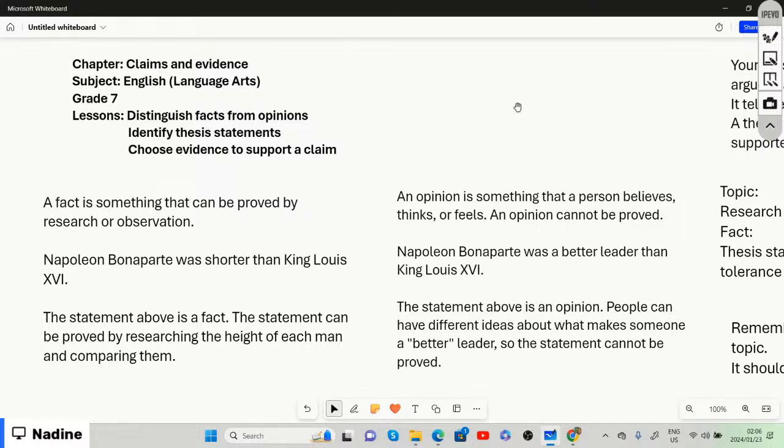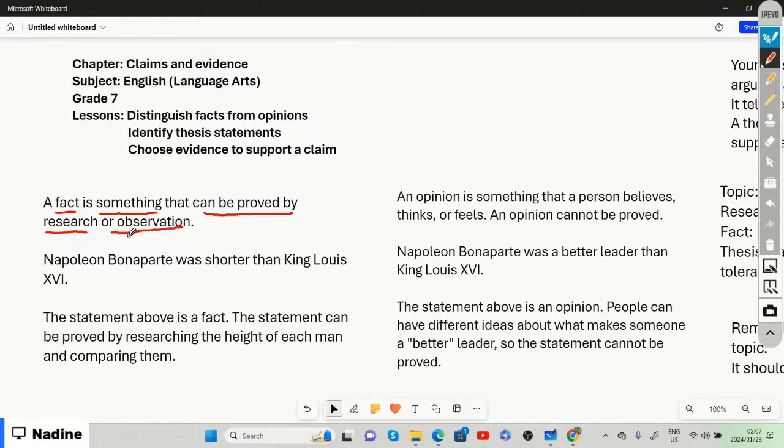And remember, we said claims and evidence is basically things that you have observed, things that you've researched, and now you're like, okay, so this is the evidence, here is my claim, right? So we will basically even distinguish facts from opinions. Remember, when it comes to facts, right? A fact is something that can be proved by either research or observation. So a fact is generally true, especially if it can be proven by research or observation.